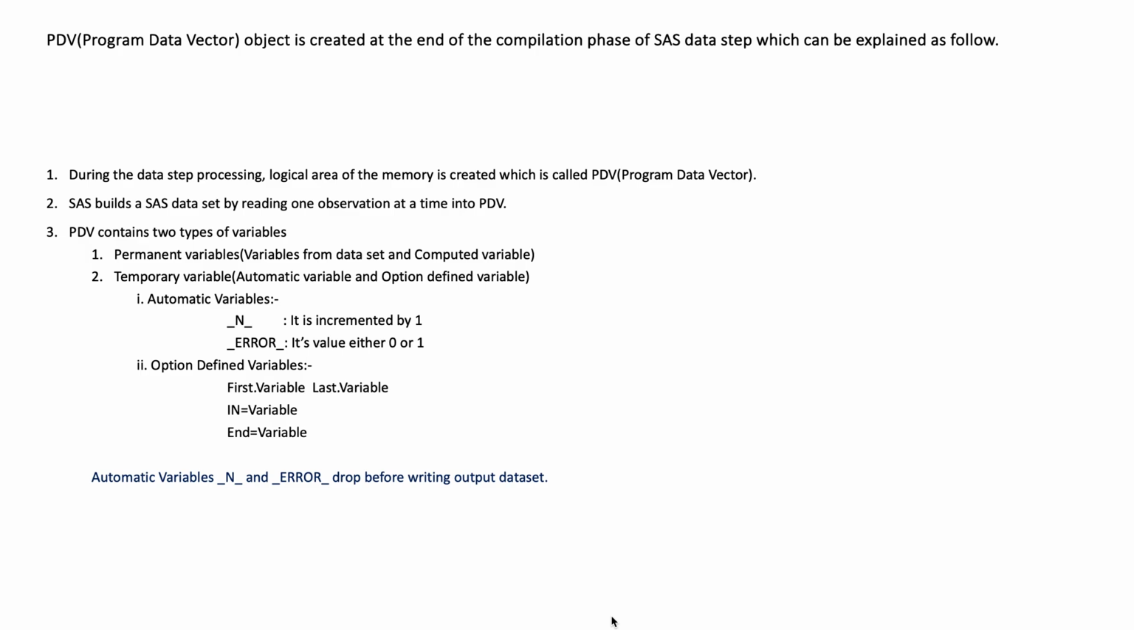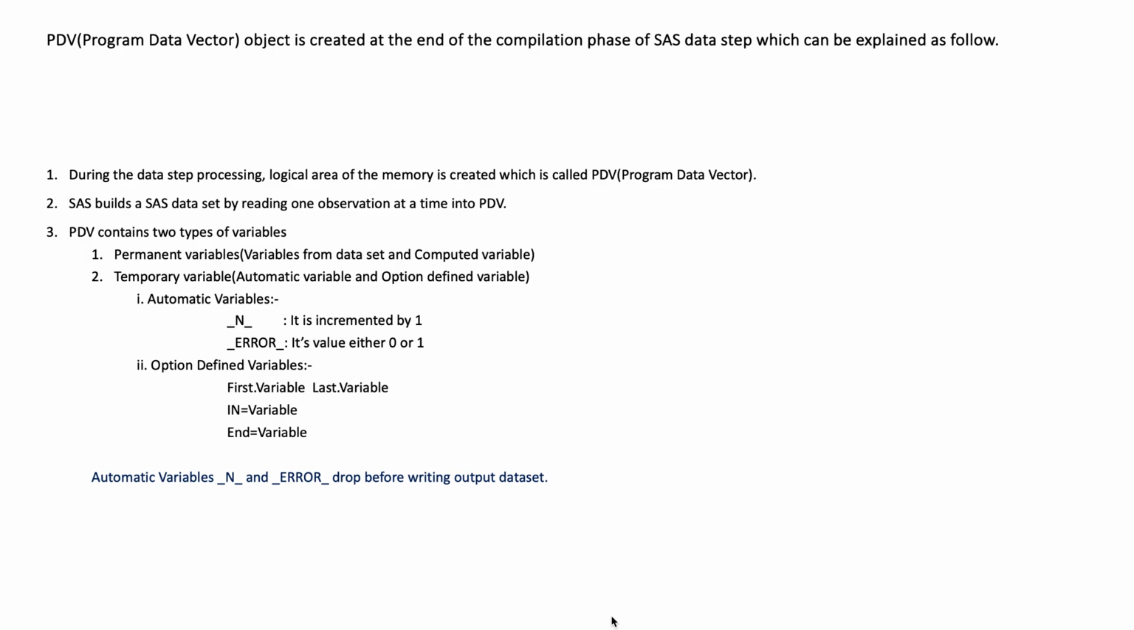Number 3. The PDV contains two types of variables. Number 1, permanent variable. Number 2, temporary variable. Permanent variables include variables from the dataset and computed variables, and temporary variables include automatic variables and option defined variables.